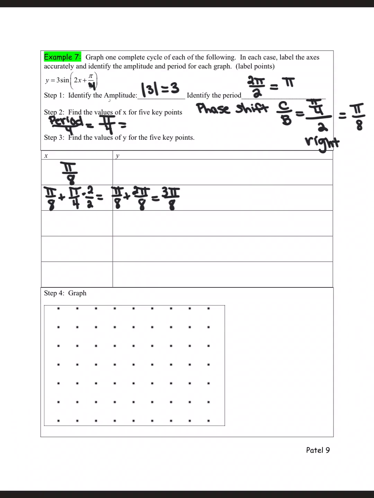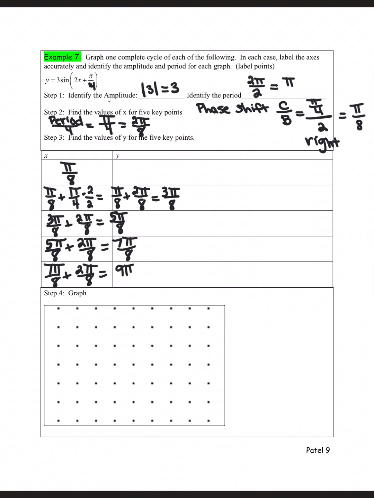Okay, so I'm going to go ahead and say that pi over 4 is the same thing as 2 pi over 8, so I can just use that for the next problem. So the next x value is 3 pi over 8 plus 2 pi over 8. That equals 5 pi over 8. 5 pi over 8 plus 2 pi over 8 gives me 7 pi over 8. 7 pi over 8 plus 2 pi over 8 is equal to 9 pi over 8.